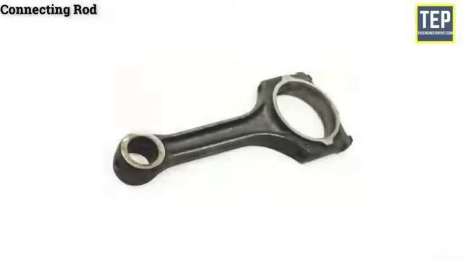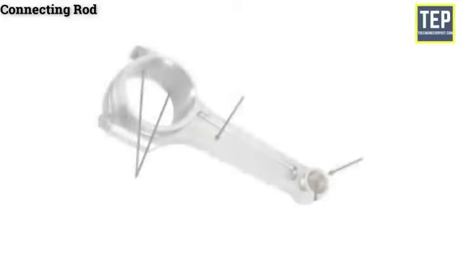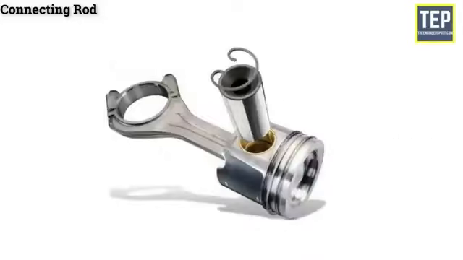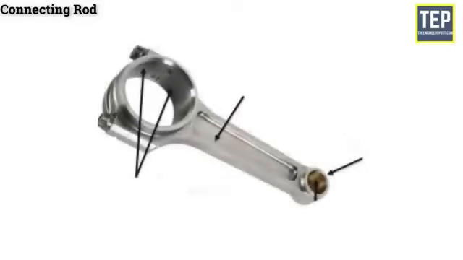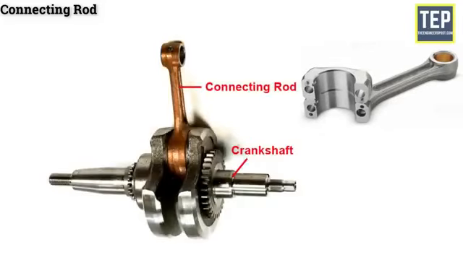A connecting rod in an IC engine must be light and strong enough to withstand stress and twisting forces. It usually has an I-beam cross-section and is made of alloy steel or duralumin by drop forging. The small end of the connecting rod has either a solid eye, used to connect the piston by the piston pin. The big end of the connecting rod is always split, and it is used to connect the crank pin of the crankshaft.